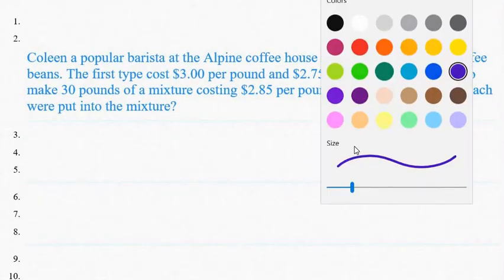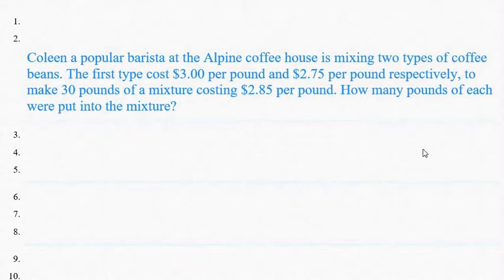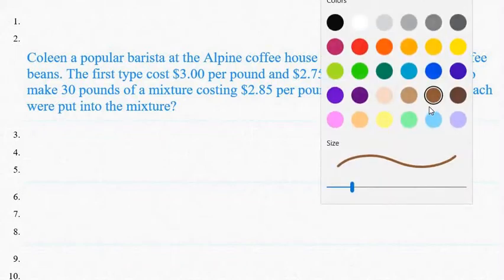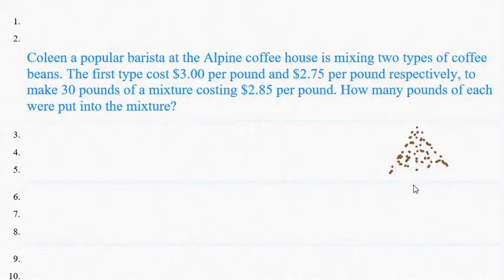So let's say, I guess coffee beans need to be brown. We got a pile of coffee beans over here. I always like drawing pictures. Of course, the other coffee beans, we got dark coffee beans. And those don't look much darker than the ones I just drew. Anyway.